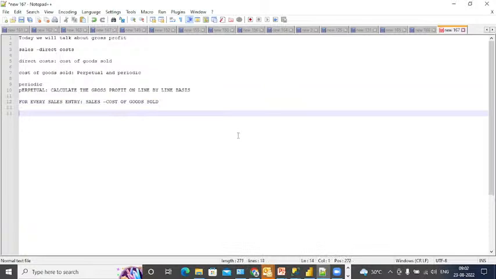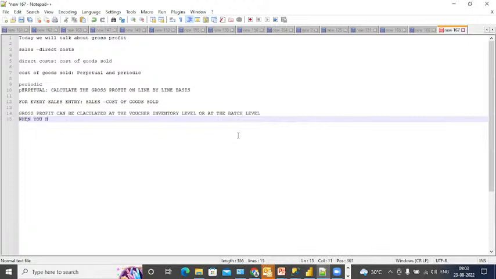Now your gross profit can be calculated at the voucher inventory level or at the batch level. So when you have multiple godowns, then one can calculate the gross profit by each location.